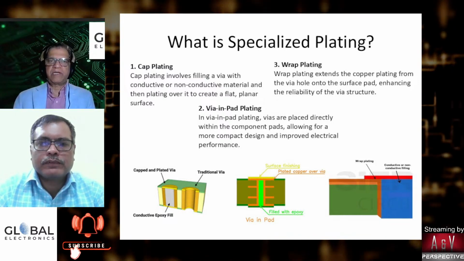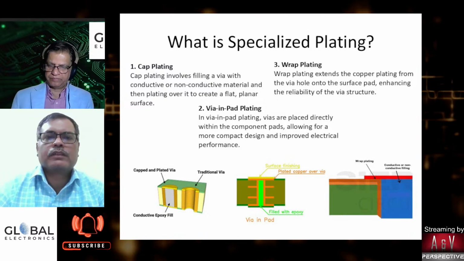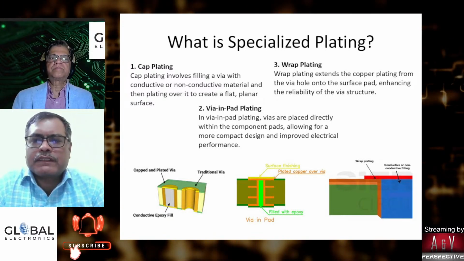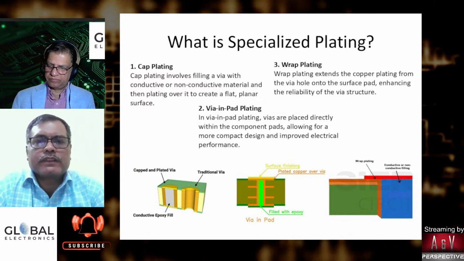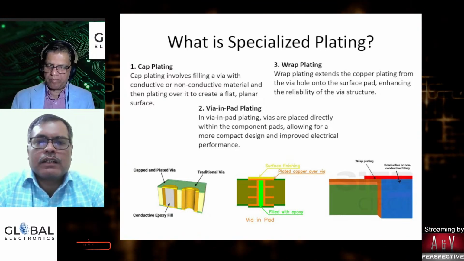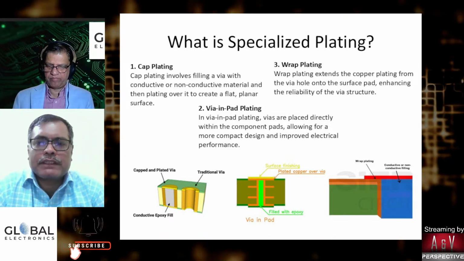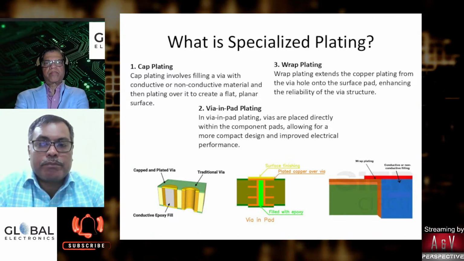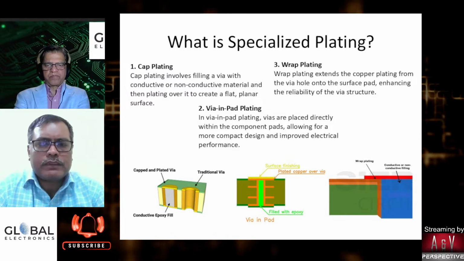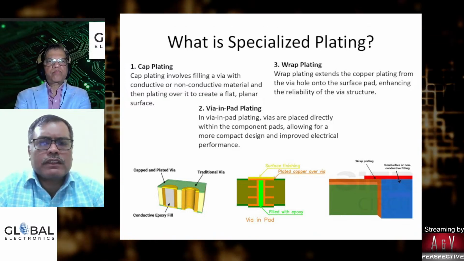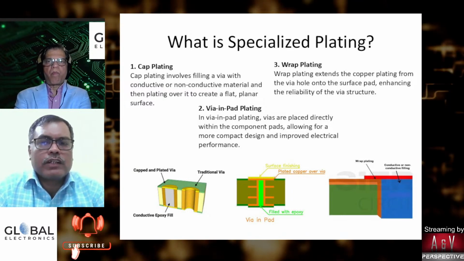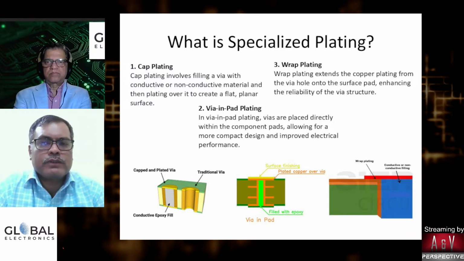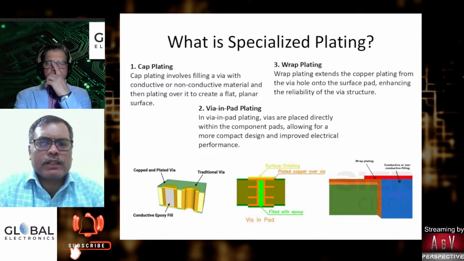What is specialized plating? In specialized plating, these are all the critical issues we face. There are three important specialized platings we have in our Gerbers: cap plating, via in pad plating, and wrap plating. So what is cap plating? It involves filling a via with a conductive or non-conductive material and then plating over it to create a flat or planar surface. So this is one important thing.